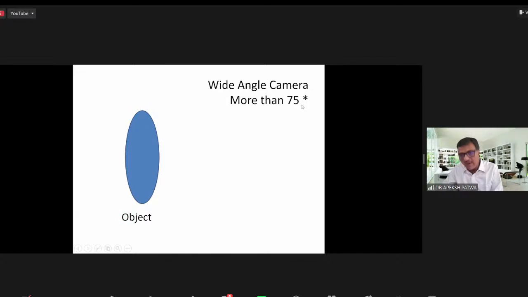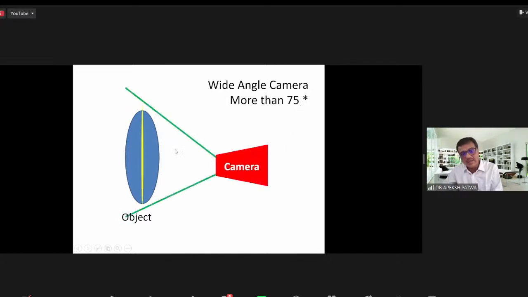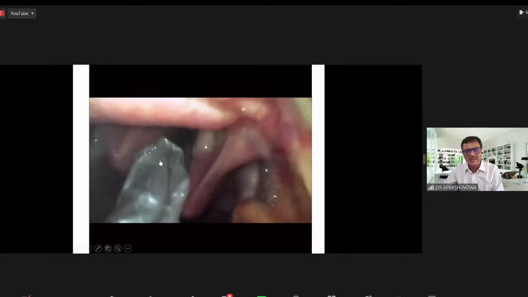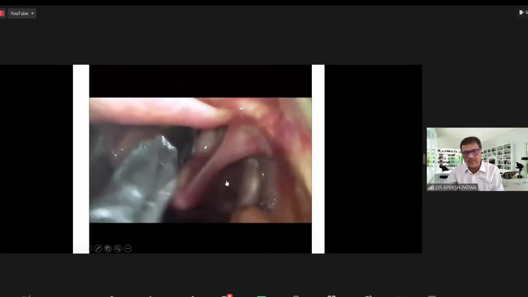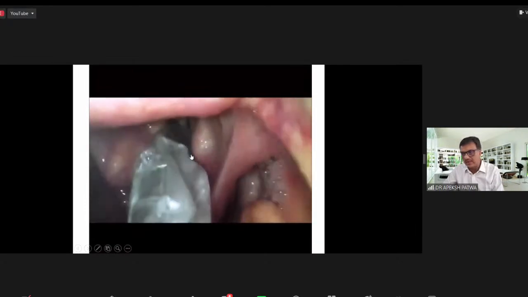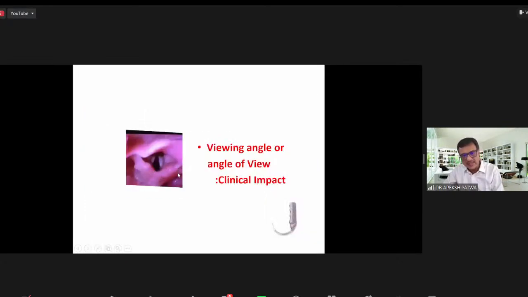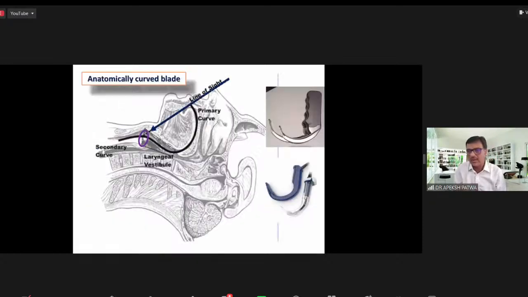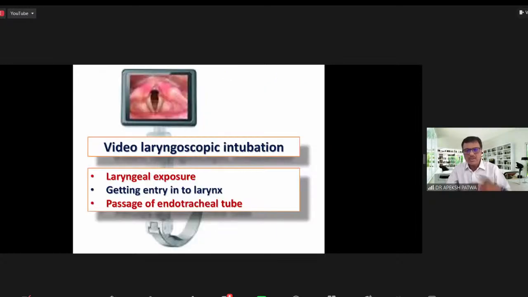But if you are using a wide viewing angle camera, then in spite of the near distance from the larynx, you will get the complete laryngeal view. So this is the narrow angle camera, this is the wide angle camera. This is the picture taken from the narrow angle camera. You won't see the adjacent structures near the larynx. If you are using the wide angle camera, you will see the adjacent structures. So when you are using the wide angle camera, you can maneuver the tip towards the larynx because the tip is visualized much earlier compared to the narrow angle camera. So that's about the laryngeal exposure.